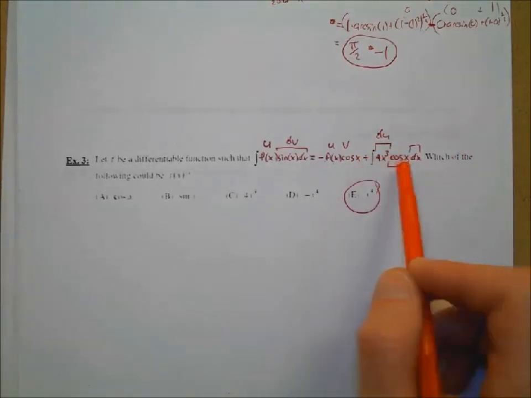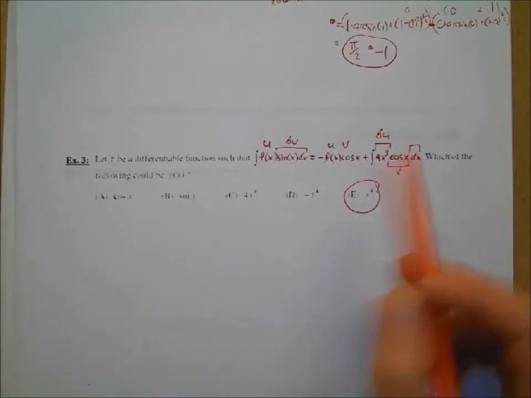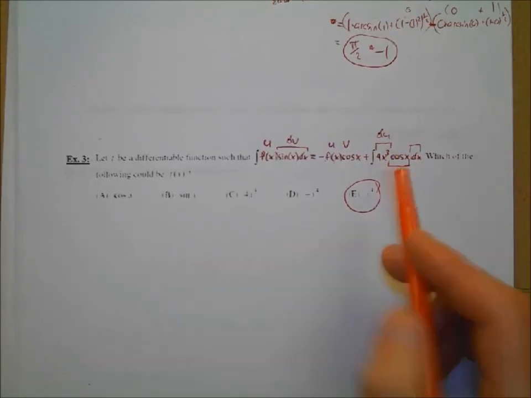And that leaves the du, the v du that we saw earlier, which means that's the 4x cubed. So if du is 4x cubed, integrate backwards, x to the 4th. Which is letter E there.